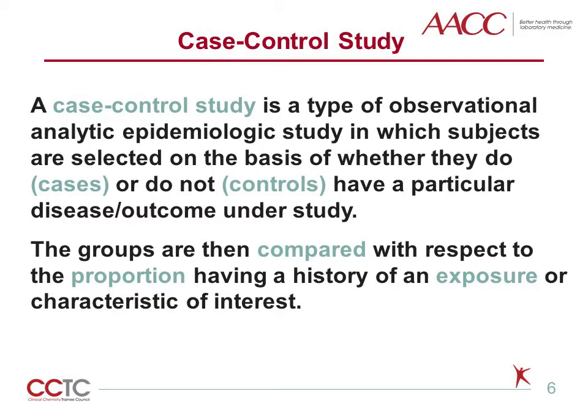So a case control study is a type of observational study in which the subjects are selected on the basis of whether they do or do not have a particular disease or outcome under study. If they do have the outcome, they are called cases. If they do not have the outcome, they are called controls. And then we take those two groups and we compare them with respect to the proportion having a history of an exposure or a characteristic of interest.